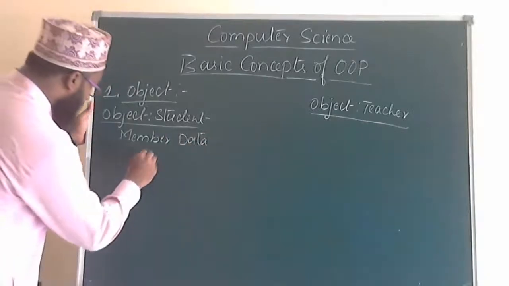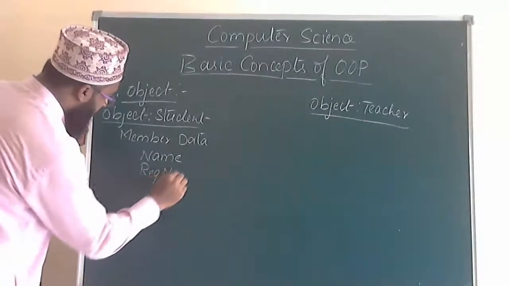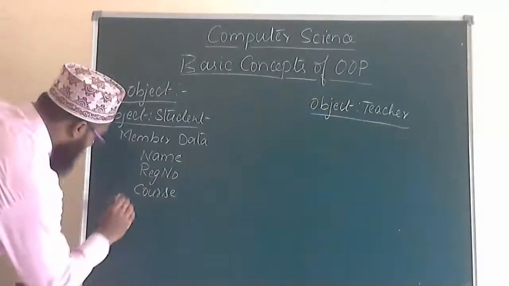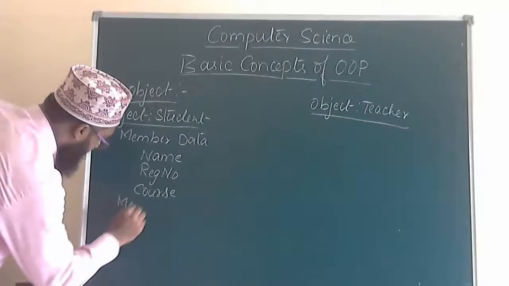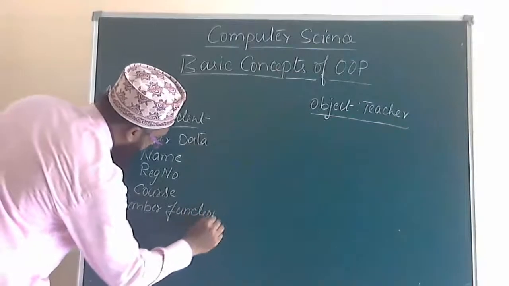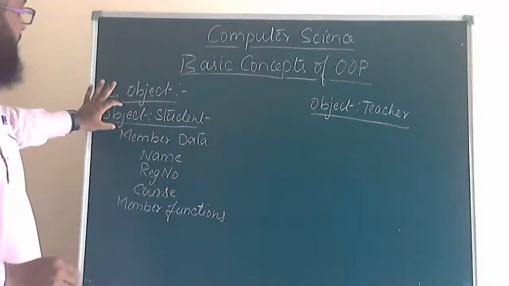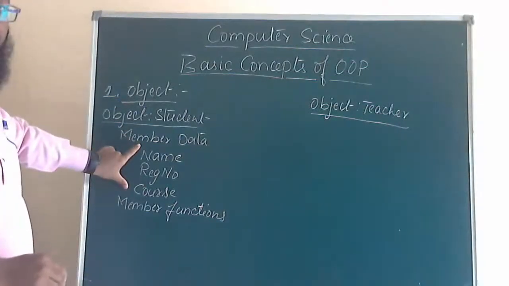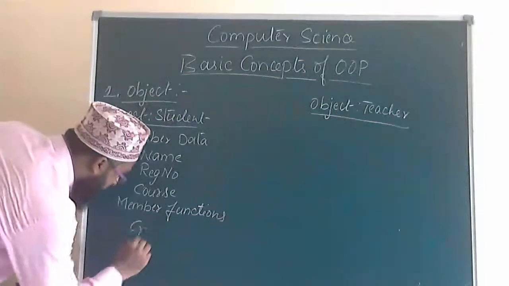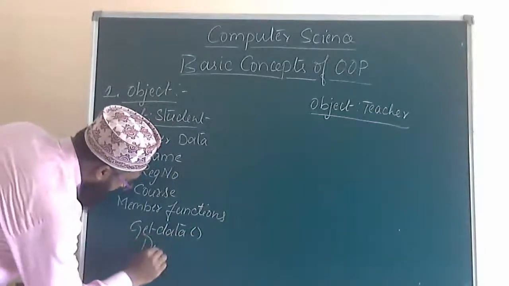It includes the name of a student, then a register number, then course. After that, member functions. It includes associated member functions. Object is a group of data members and associated member functions. Related to these, member functions should be there, that is getdata and display.